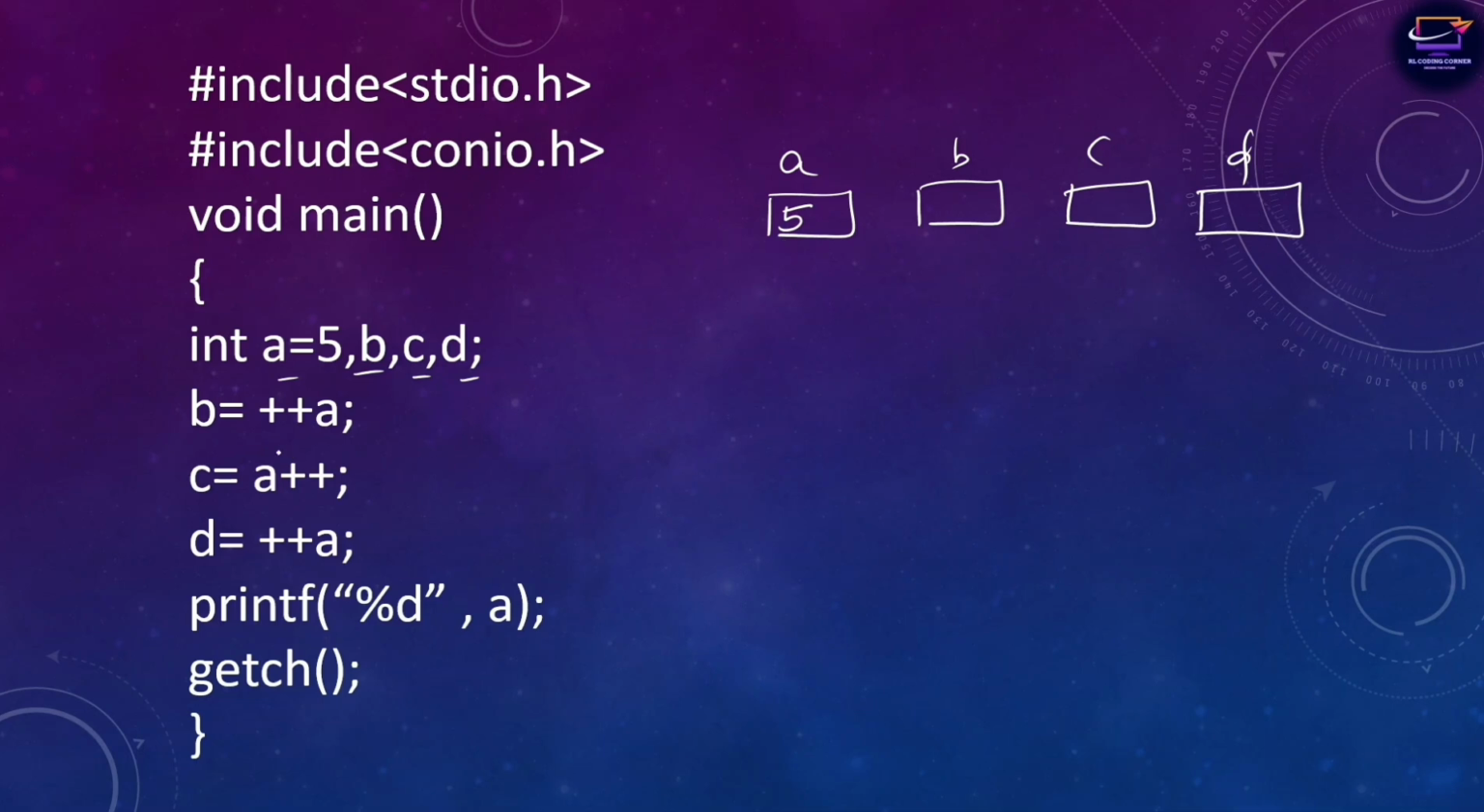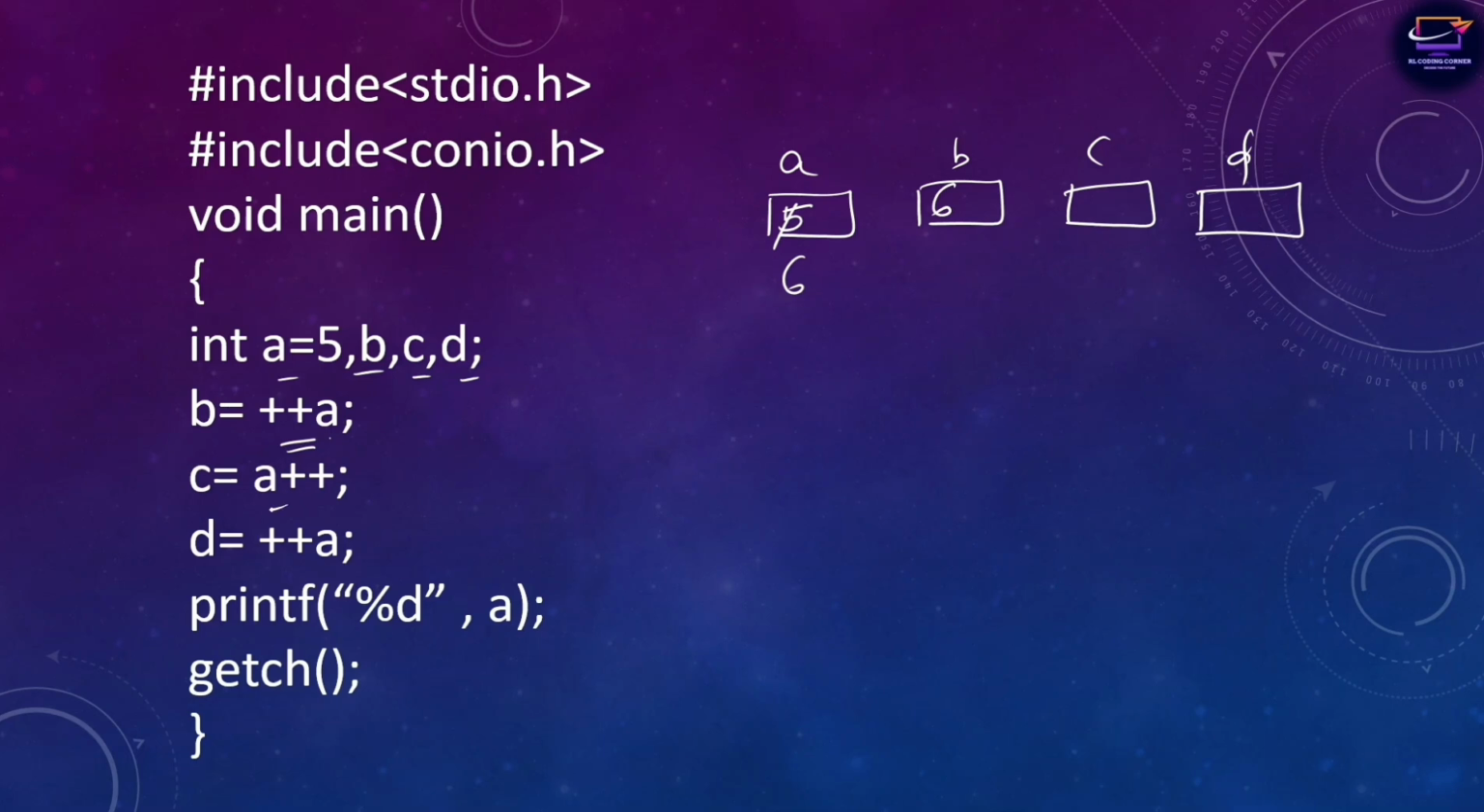In b we are storing plus plus a. Here first is the operator. First operator means the value will be increased first. So the value of a will first increase, and it becomes 6. Then 6 will be assigned to b. So now b is 6.